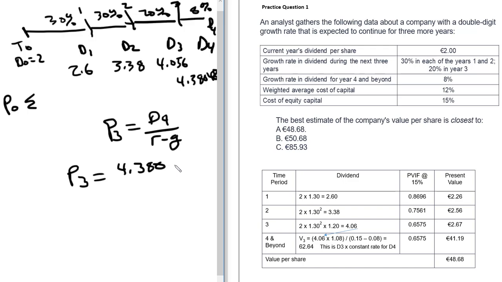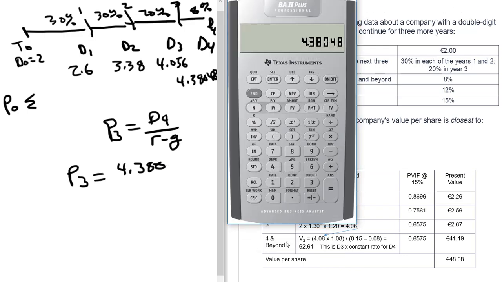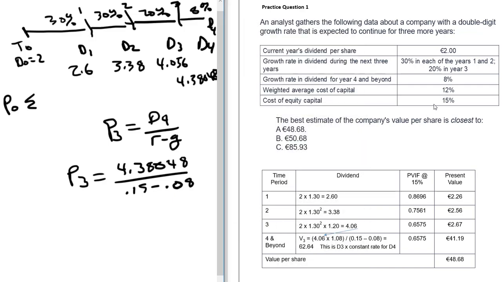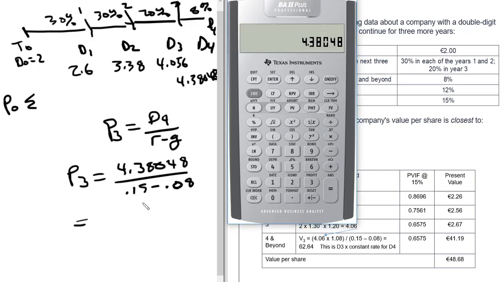So we can calculate P3 equals D4, which is 4.38048, and we're going to divide that by R minus G. R is 0.15, and G is going to be 0.08. Remember, here's our R, the cost of equity capital, and our growth rate once it becomes constant is 8%. So therefore, 0.15 minus 0.08 is 0.07.